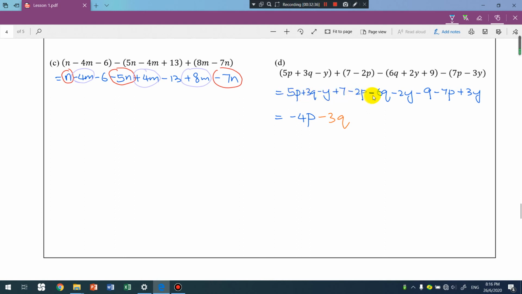7 minus 9, negative 2. Okay, negative 2. So this will be the final answer. Okay, let me double check again. Okay, so correct.